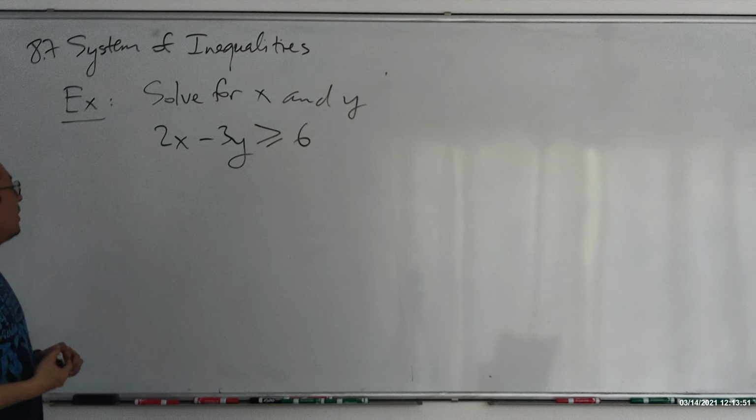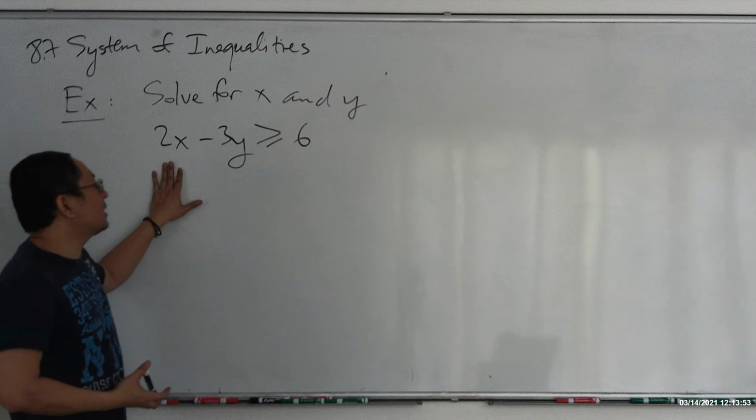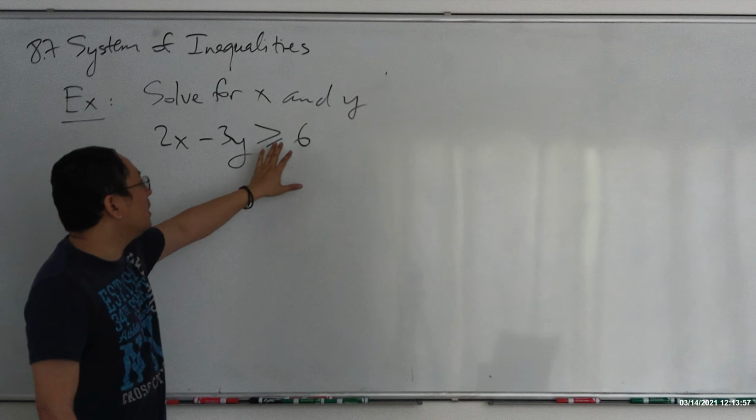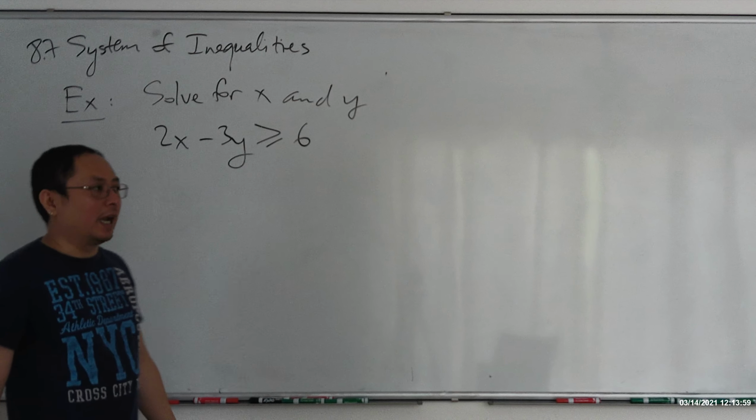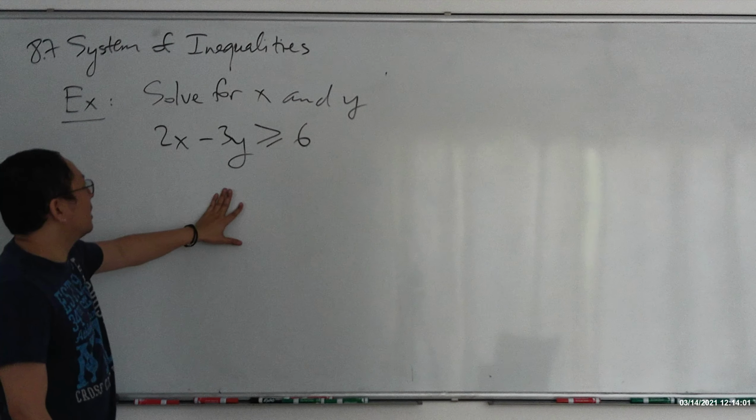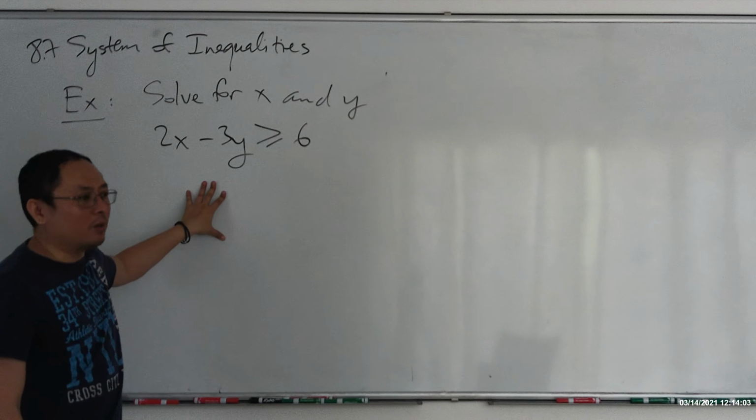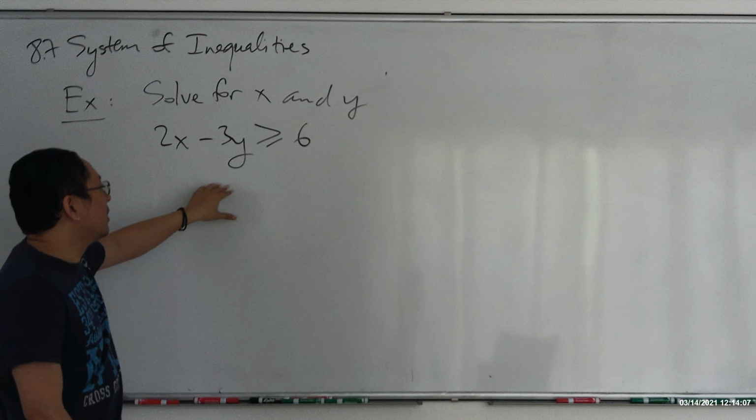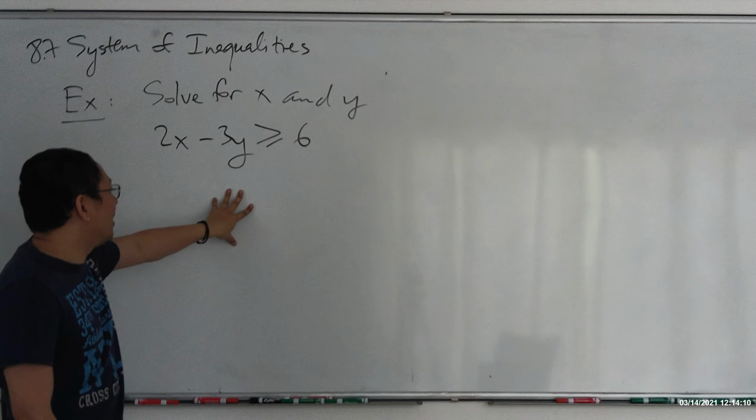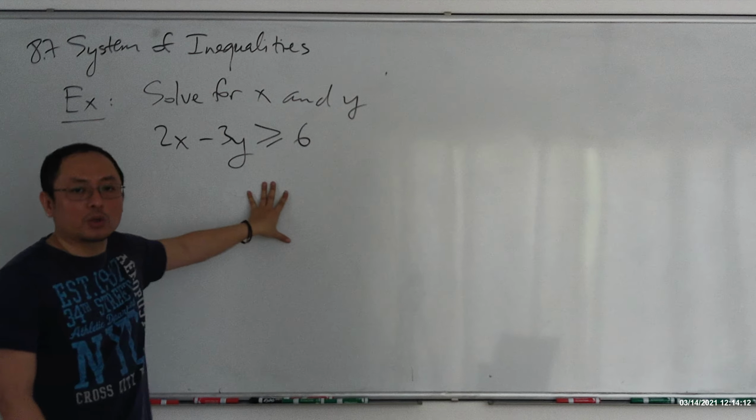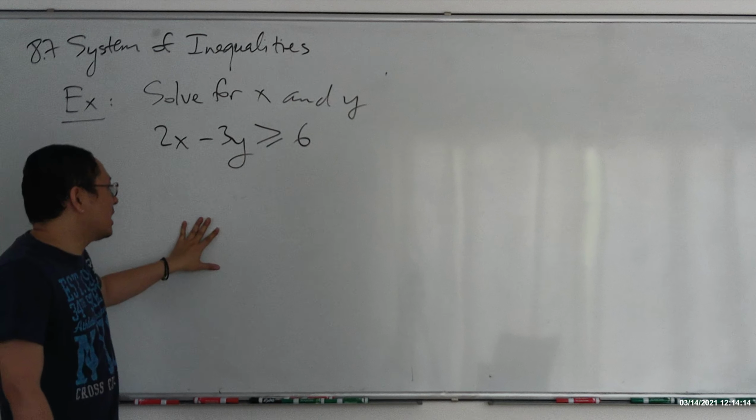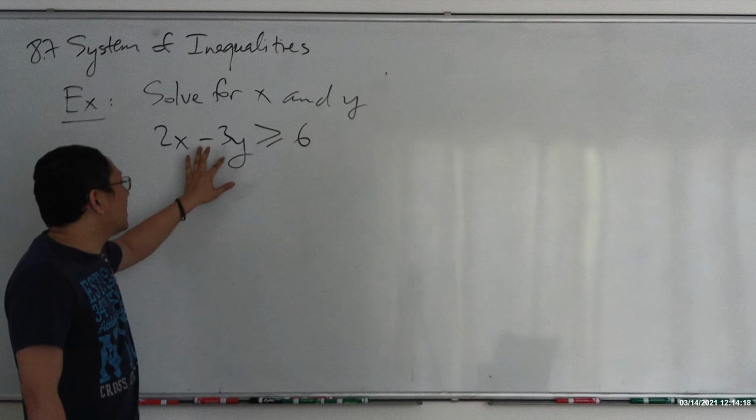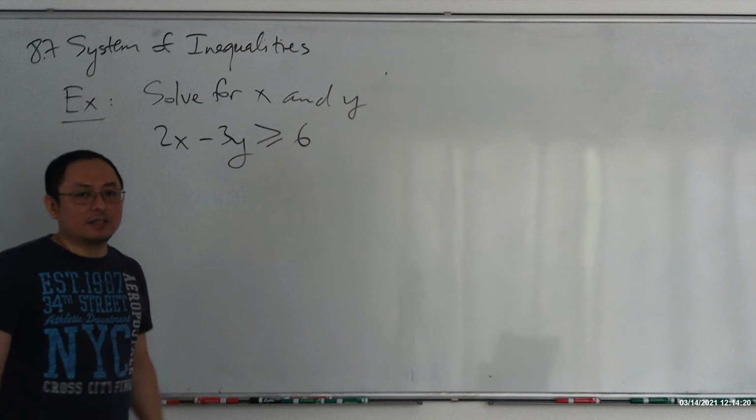So our job is to find all the values of x and y such that 2x minus 3y is going to be greater than or equal to 6. And I claim that with this type of problem, you won't be able to solve using equation algebra. You have to use the graphical method. Okay? You're going to show your solution on the graph. And most of the time, you're going to have infinitely many solutions. It means that many points of x, y satisfy this inequality.